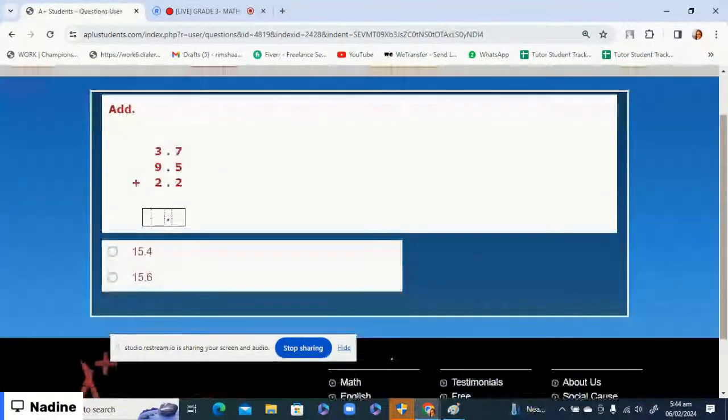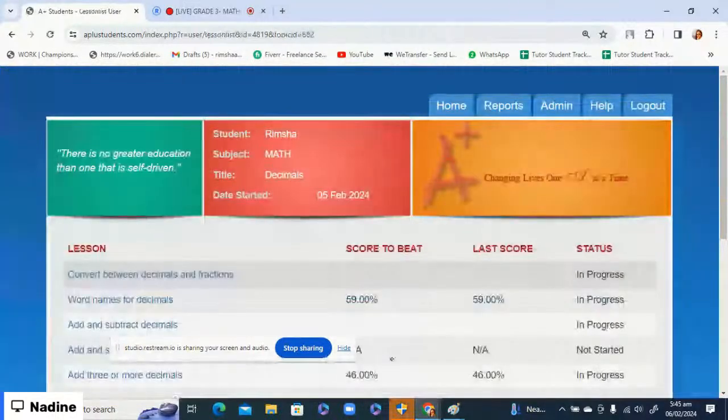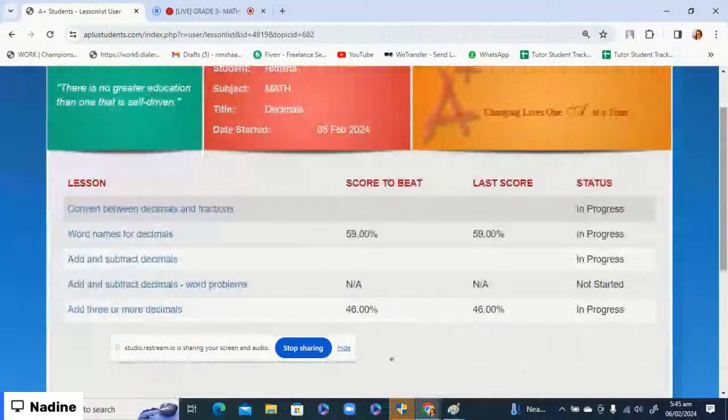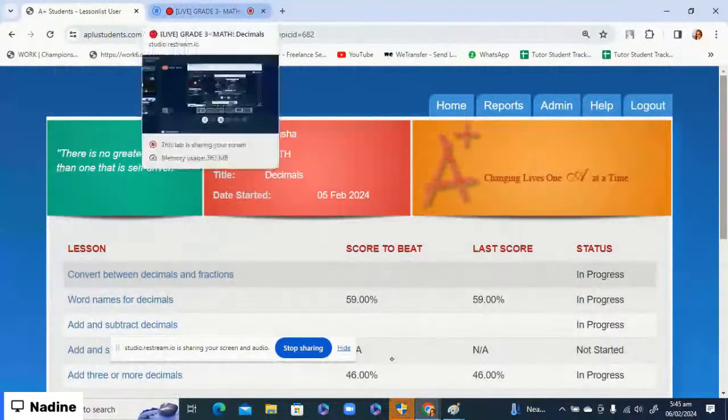All right. So today we discussed this chapter, decimals, and all the lessons related to that one.